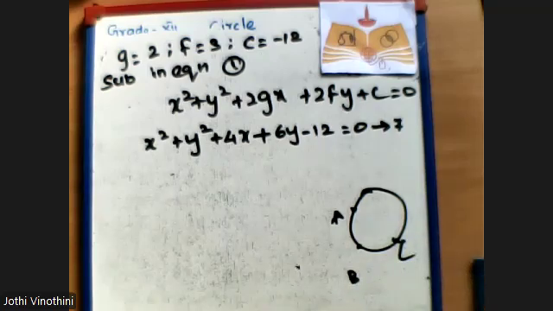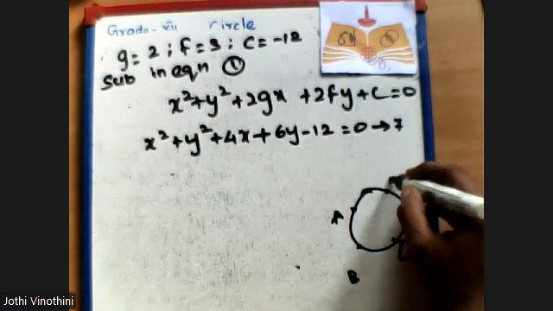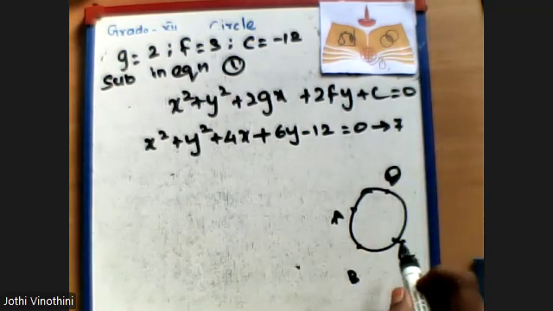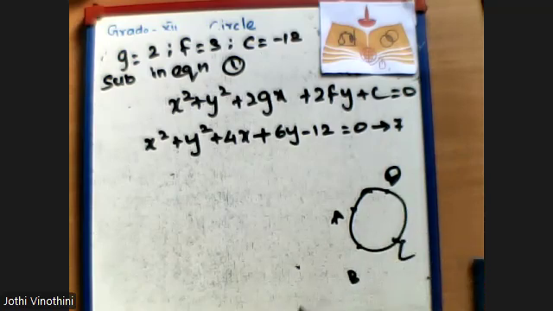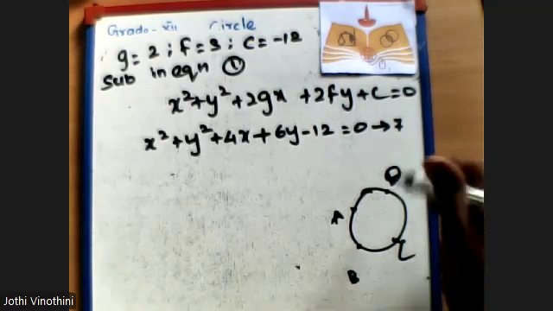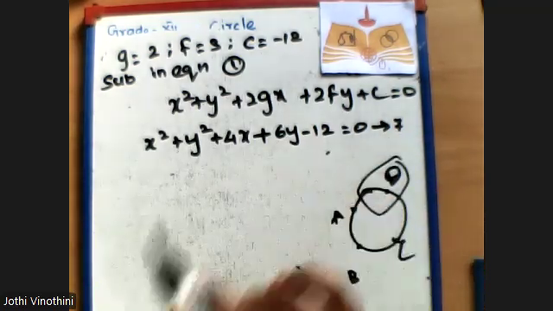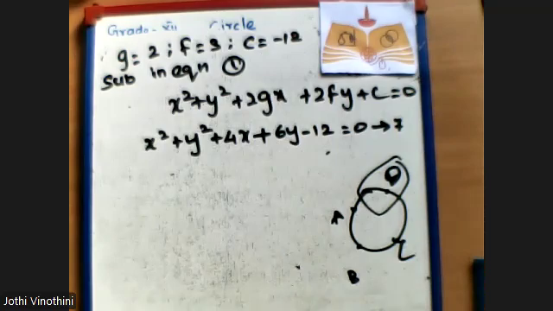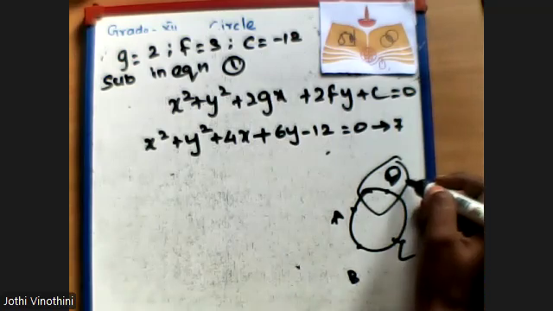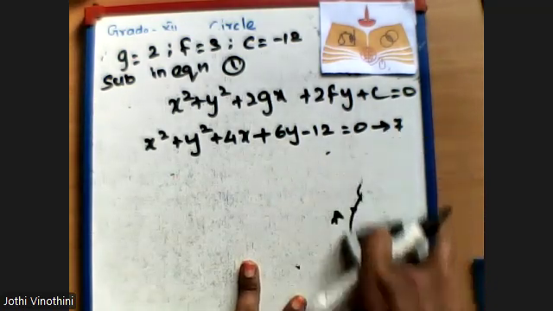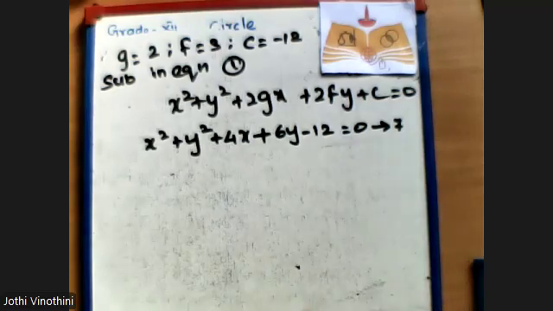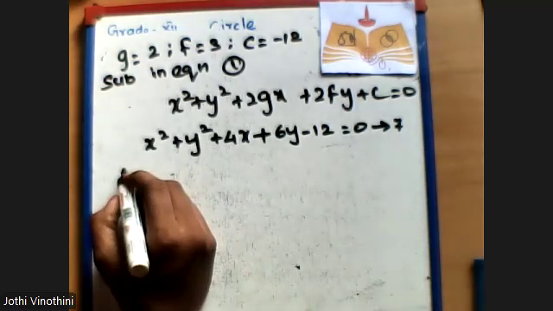What are we going to prove? We have to prove all 4 points, which include point D, lie on the same circle, which means they are all cyclic. If this has to happen, the point D will also satisfy this equation. If we substitute the point in this equation, it will become 0, right? If it happens, these 4 points are concyclic. Shall we check?